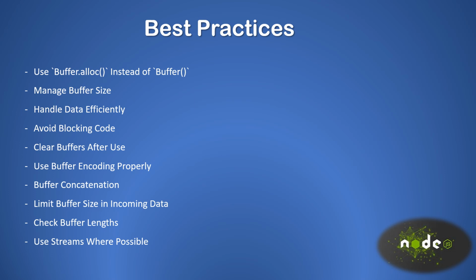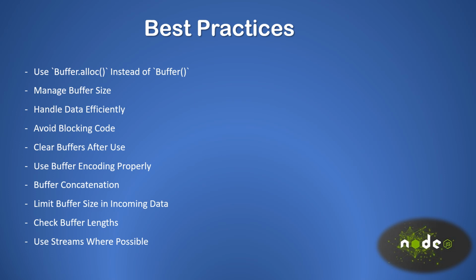Clear buffers after use, that is very important. Use buffer encoding properly: choose the correct encoding when converting buffers to string and make sure it is consistent across your application. Buffer concatenation: when concatenating multiple buffers, use the concat method instead of manually joining, which is more efficient. Limit buffer size in incoming data: for security and performance, always limit the size of incoming buffers when working with the network and files. So it prevents denial of service attacks, DoS attacks.